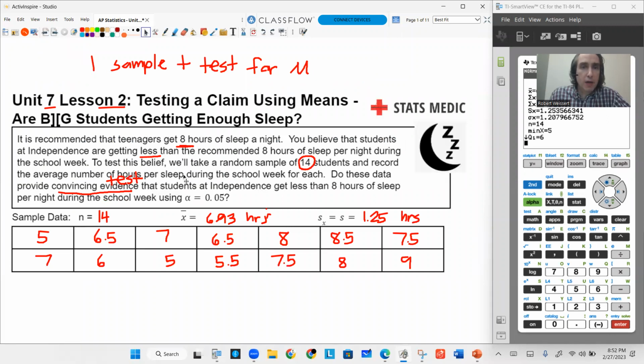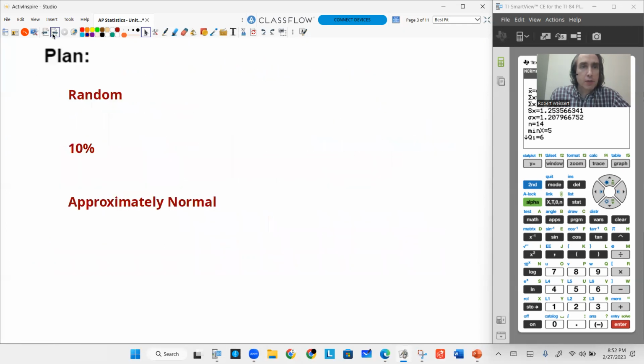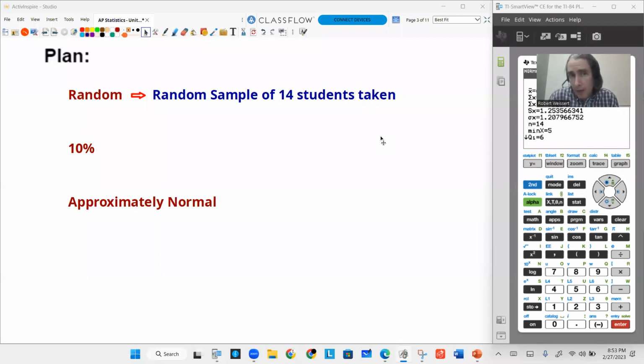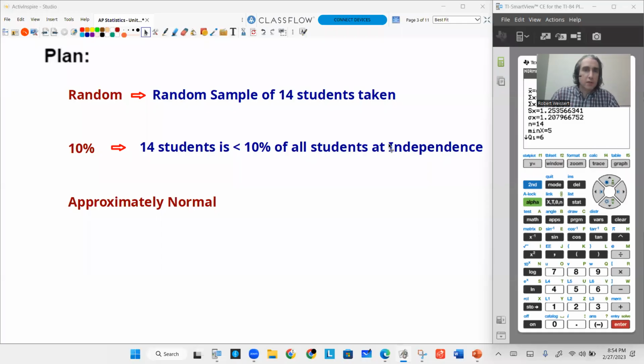To test this belief, we're going to take a random sample of 14 students. So we know that the random sample condition is met. Write that: a random sample of 14 students was taken. What about the 10% condition? Is 14 students less than 10% of the entire school population? Of course it is. So we'd write that 14 students is less than 10% of all students at Independence.